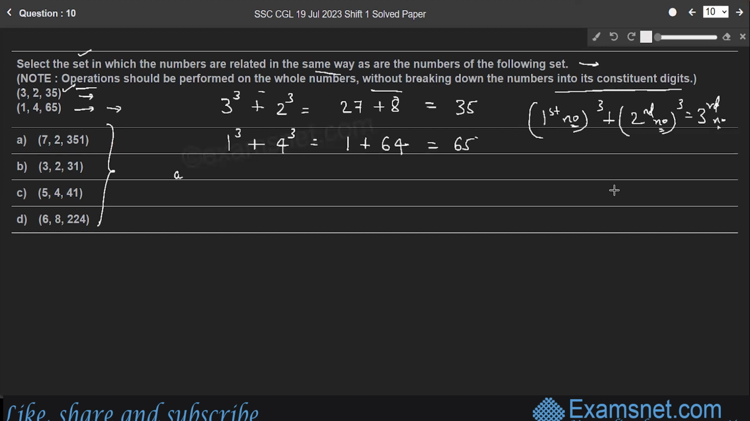Here consider option A, 7, 2, 351 are the numbers. Consider 7 cube plus 2 cube. 7 cube is 343, 2 cube is 8, so which is equal to 351. Therefore, option A follows the same logic, in which first number cube plus second number cube is equal to third number, right? Option A is the right answer.